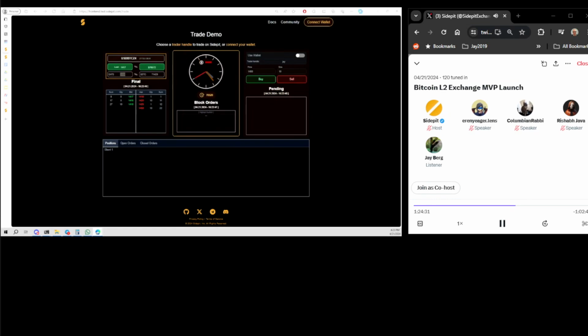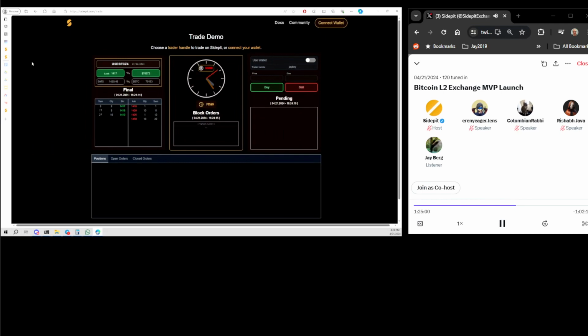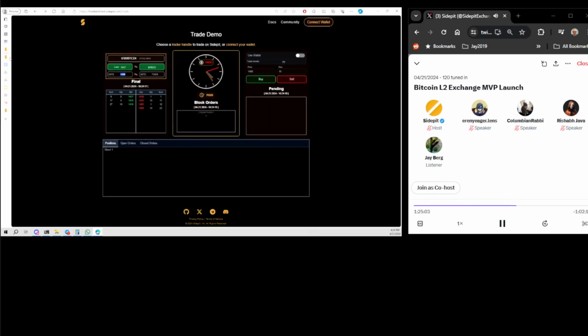So basically, this is an L2. It's a price discovery mechanism for buying and selling Bitcoin, for taking risk on Bitcoin or against Bitcoin. Since you're using Bitcoin as your currency, we're trading the dollar, so you're buying and selling the US dollar. If you go to sidepit.com/trade, you'll see it in action. We just released this first iteration of this product.